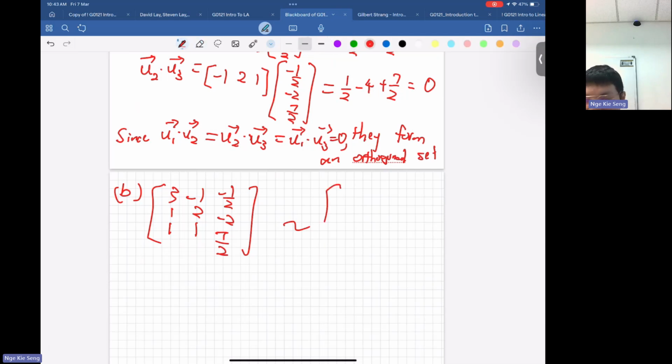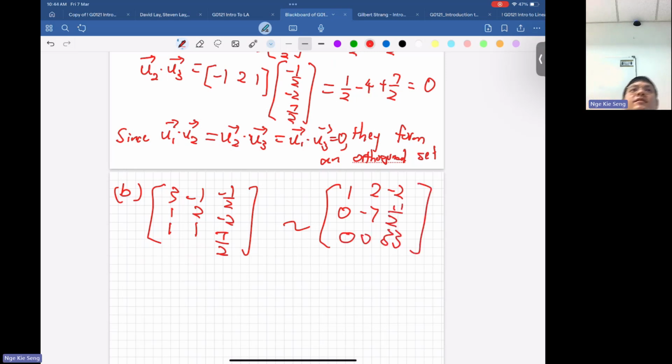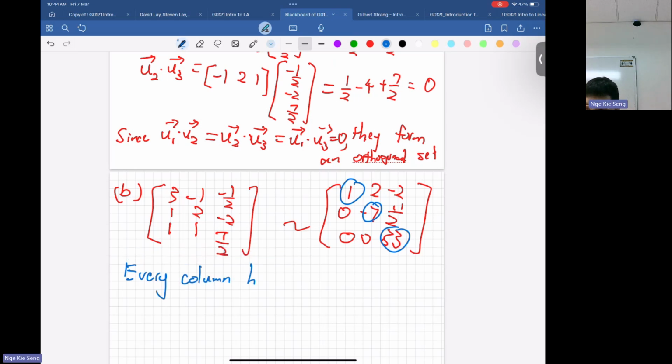Any other way to check or not? I see if other people learned from the textbook, something that I didn't stress on in class. So why can you deduce? If you row reduce such that every column has a pivot, it will imply that the column vectors will form a linearly independent set.